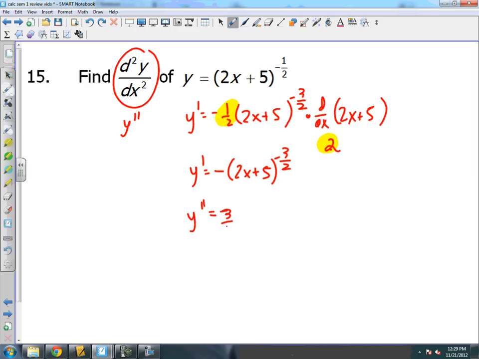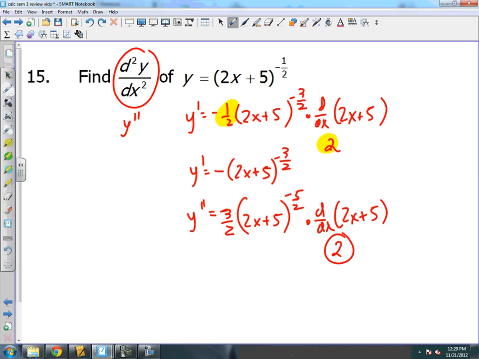So I'm going to say 3/2. When you multiply out front, (2x + 5)^(-5/2). Still subtract another 1. Now it's times the derivative of what's inside again, which once again is just 2. So kind of an easy one if you know the notation, what it means.